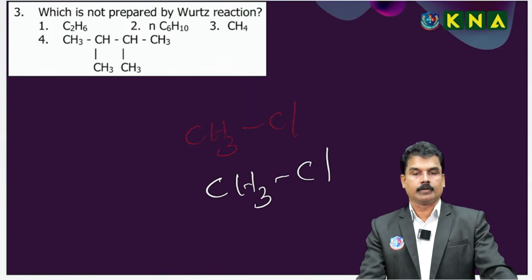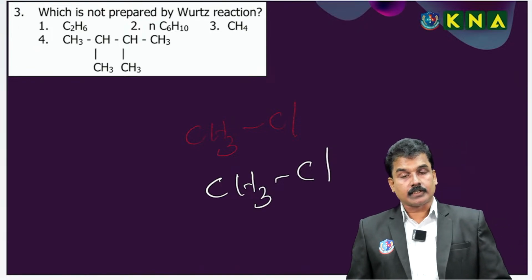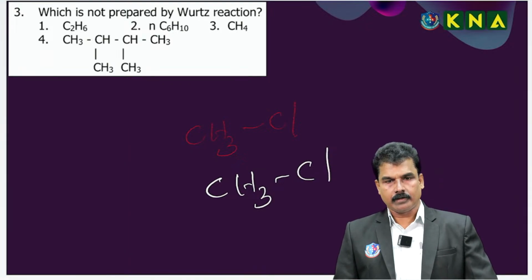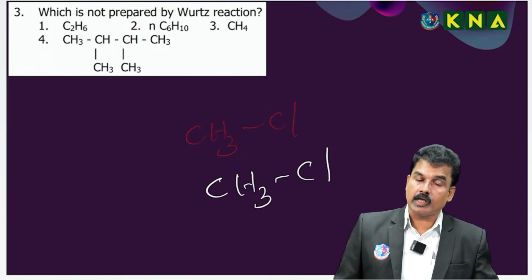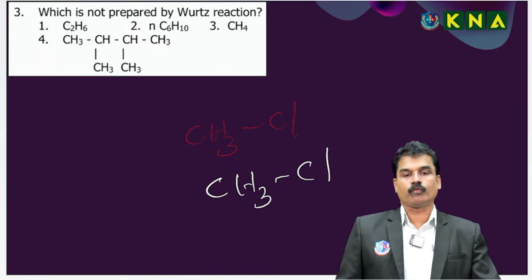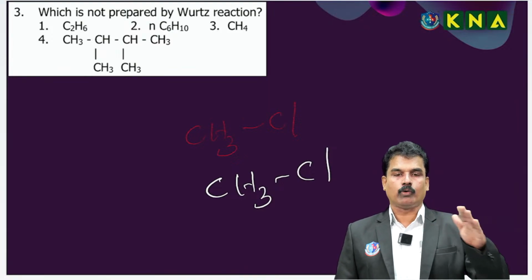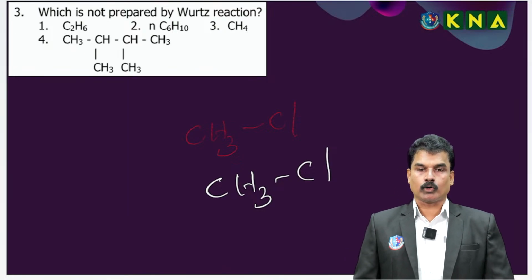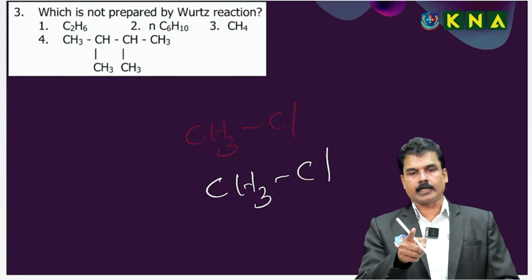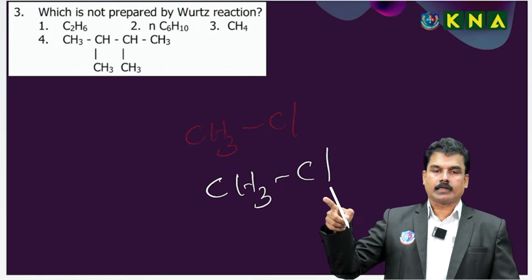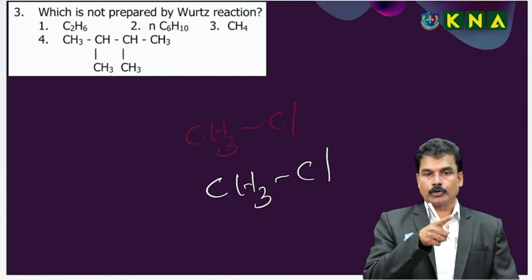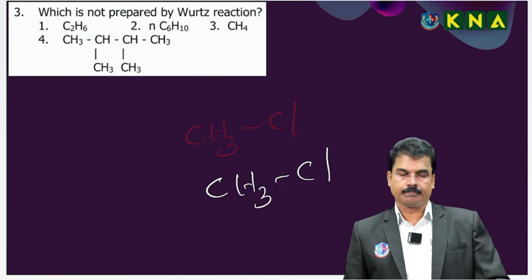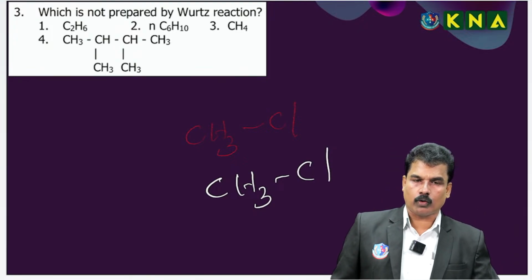CH3Cl on Wurtz reaction gives ethane. CH3CH2Cl on Wurtz reaction gives a higher alkane. Mainly we are getting an even number higher alkane. Odd number also we can prepare, when you use a mixture of haloalkanes. But practically it is not applicable, because in that case you get a sequence of alkane hydrocarbons, continuous 3 member, 4 member, 5 member, so it is difficult to separate them. That is why practically we are not using it.